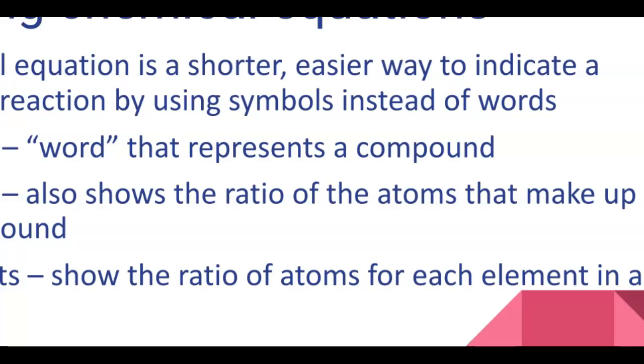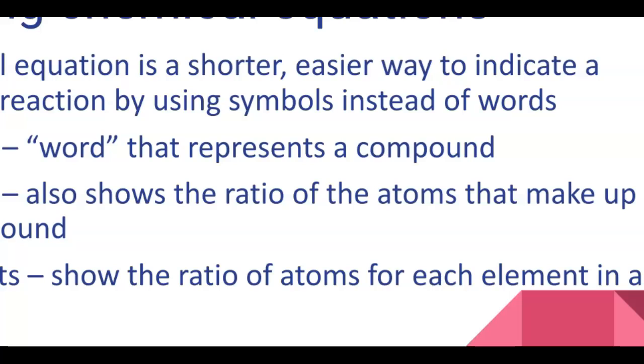Okay, chapter 5, section 2 is about writing out chemical reactions, showing the chemical equation and what everything within it means. When we write out a chemical equation, it's a shorthand, an easier way than writing out all the names or words. So a formula is the word that represents the compound. For example, water, or dihydrogen monoxide, we would write out as H2O. The formula shows the ratio of the atoms that make up the compound.